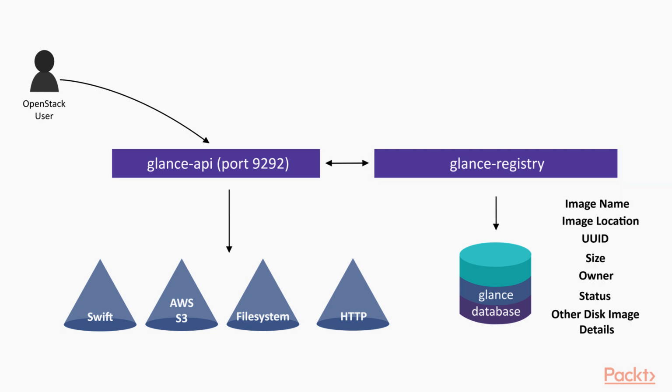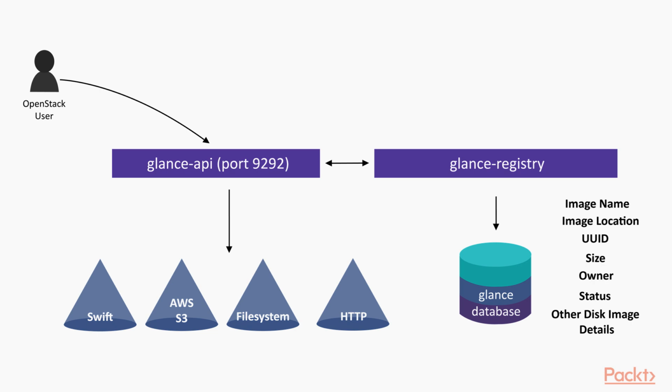Glance-API is the primary gateway to Glance. One must interact with Glance API to store and retrieve disk images. Glance-Registry is responsible for storing metadata associated with the image in the relational database. Examples of image metadata include the image name, image location, UUID, image size, owner, project ID, availability status, and disk format.